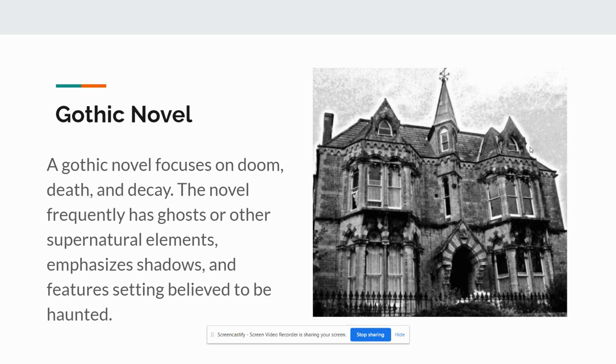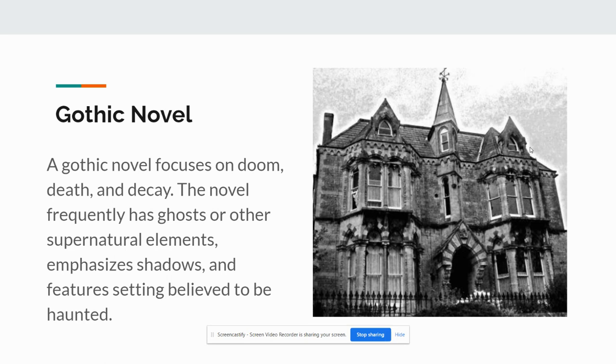Gothic novels are all about things decaying, things falling apart. Wuthering Heights is a famous Gothic novel. Edgar Allan Poe was the creator of many Gothic settings, at least. The Fall of the House of Usher. It's going to have ghosts or other supernatural elements. It's going to emphasize shadows. It's going to emphasize the dark.